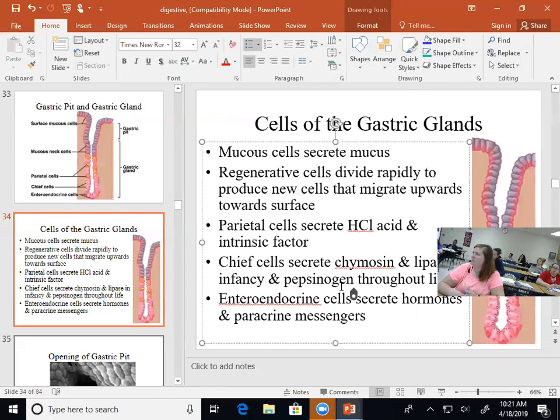Mucus. Is mucus a good thing or a bad thing? It's a good thing. We just need it up to a point, more than that, right? But it's a good thing. So mucus, regenerative cells that are regenerating all the time.